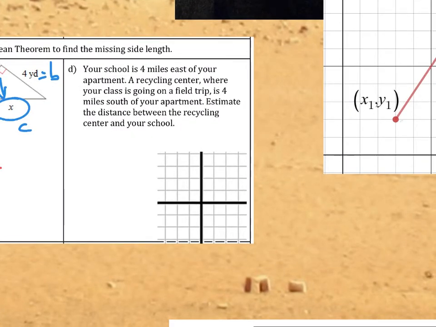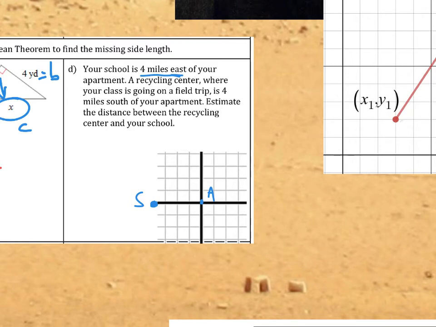Little application problem. Your school is 4 miles east of an apartment. East would be right. So let's say your apartment is in the center of the axes of this graph, in the origin, okay? So if we go 4 miles east, that's 1, 2, 3, 4. That's right over here. So that is your school, 4 miles east of your apartment.